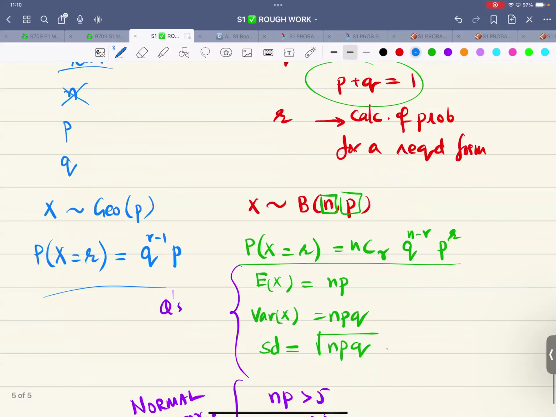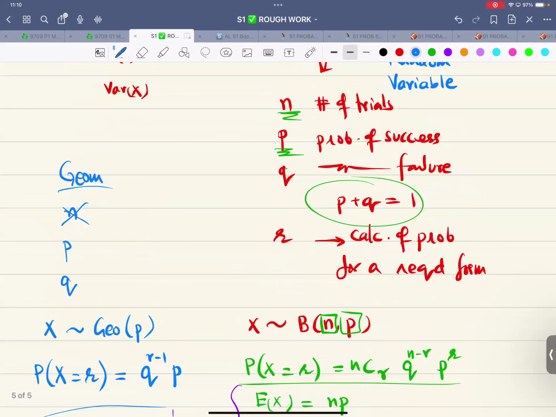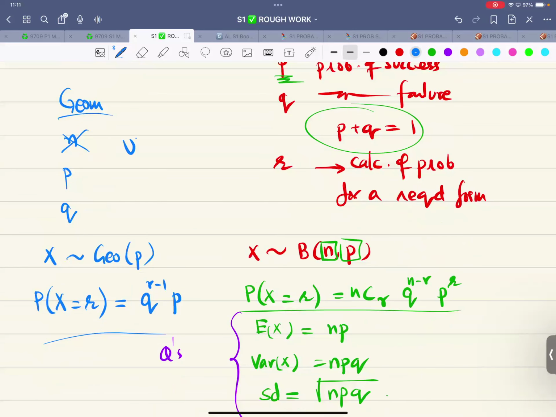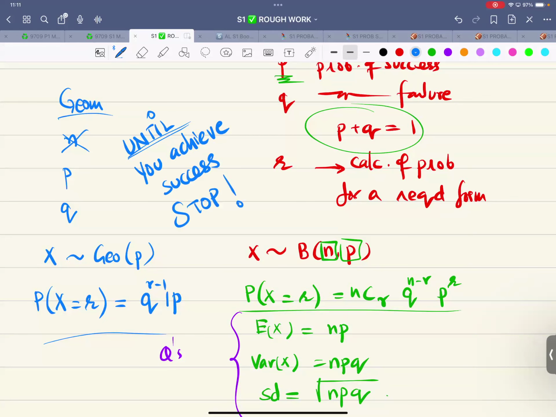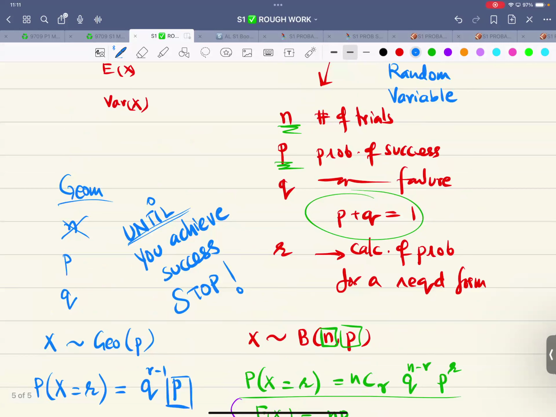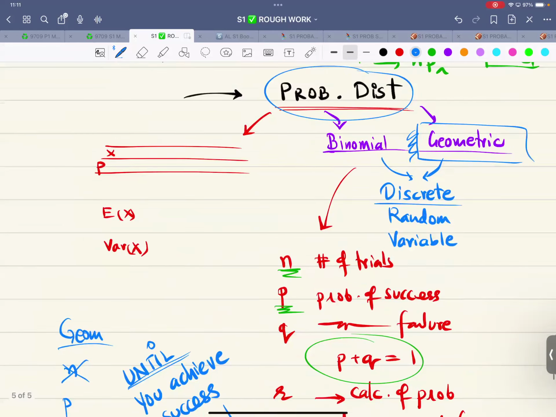What is the concept over here? The concept is that you keep on going until, this is a keyword, you achieve success. Whether it's tossing a coin, or rolling a dice and looking for a particular number, as soon as you achieve success, what do you do? You stop. So that is why the ending of this formula is at P. Naturally, geometric probability distribution is derived from geometric progression. Binomial probability distribution is derived from binomial expansion of P plus Q.